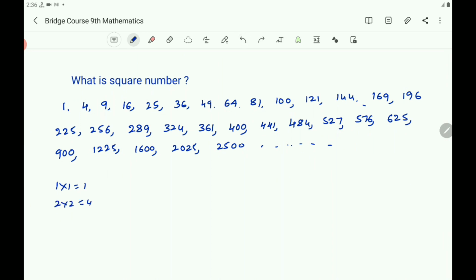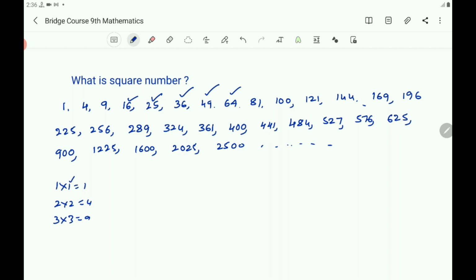9 is a square number. It is a product of 3 and 3. Similarly, 16 is a square number. It is a product of 4 and 4. 25 is a product of 5 and 5. 36 is a product of 6 and 6. 49 is a product of 7 and 7. 64 is a product of 8 and 8. So, you can define it as a number which can be expressed as the product of the number with itself.